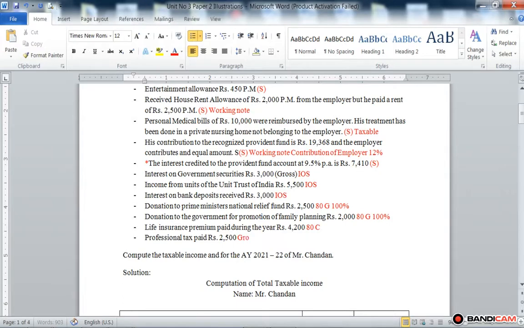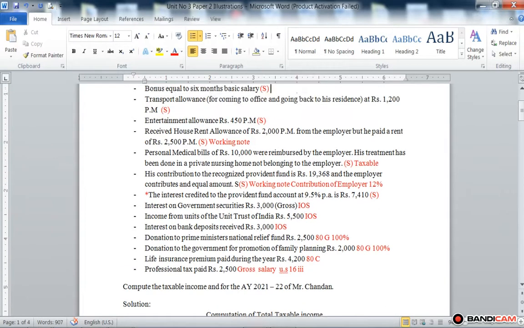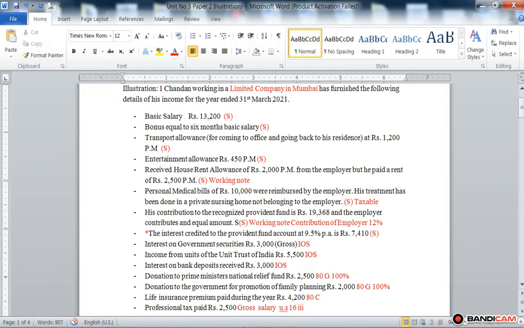Now we compute the taxable income for the assessment year 2021-22 of Mr. Chandan.